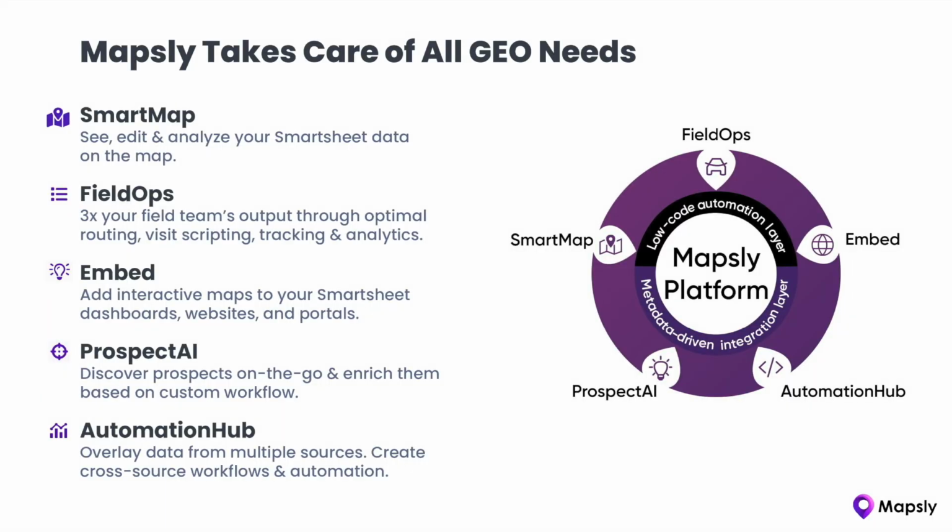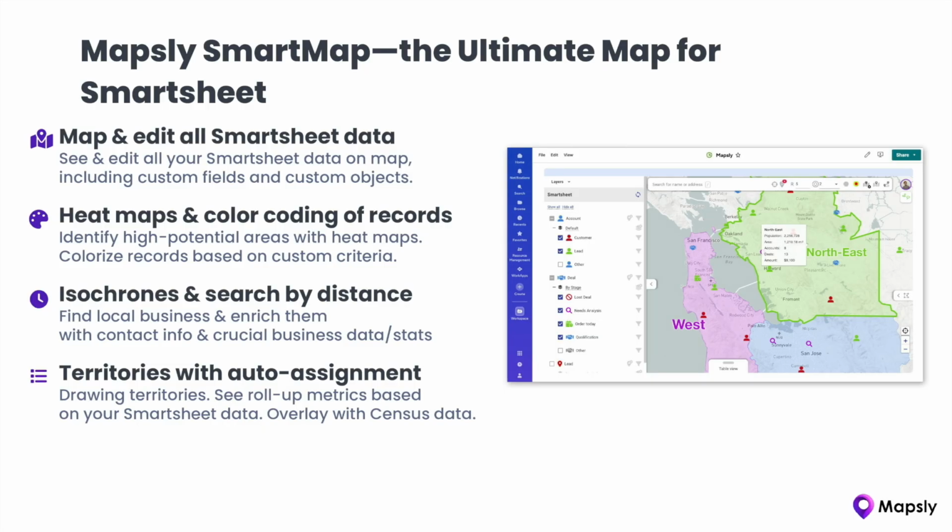Mapsly is a map and field sales enablement platform for Smartsheet that addresses all client needs related to geography. Smart Map shows all Smartsheet data on the map, including any custom columns or sheets, without any custom development or integration, and allows you to analyze data using a wide range of tools.